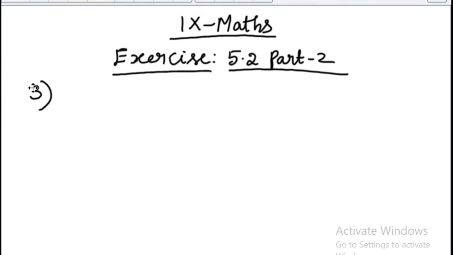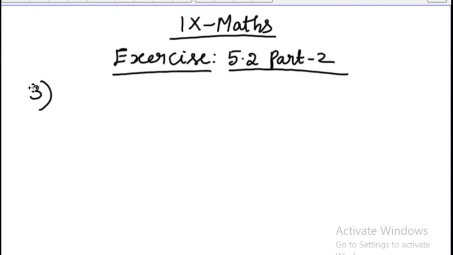So we know that already, an isosceles triangle means the length of any two sides must be equal. Okay. So that is an isosceles triangle. So we want to prove that.